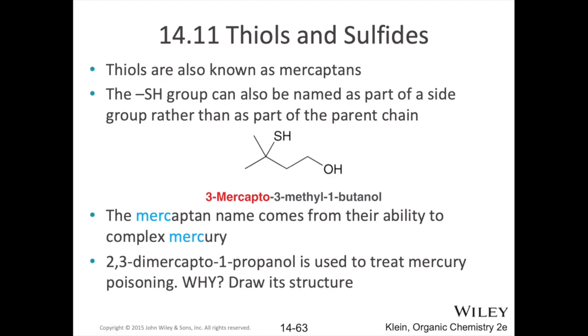So basically, if you're wondering about that name, you may have also heard it colloquially, if you've ever heard of thiols or this class of compounds. You might sometimes hear that name quite a bit and hear them collectively known as mercaptans. The name comes from the ability of these thiols to form complexes with mercury.